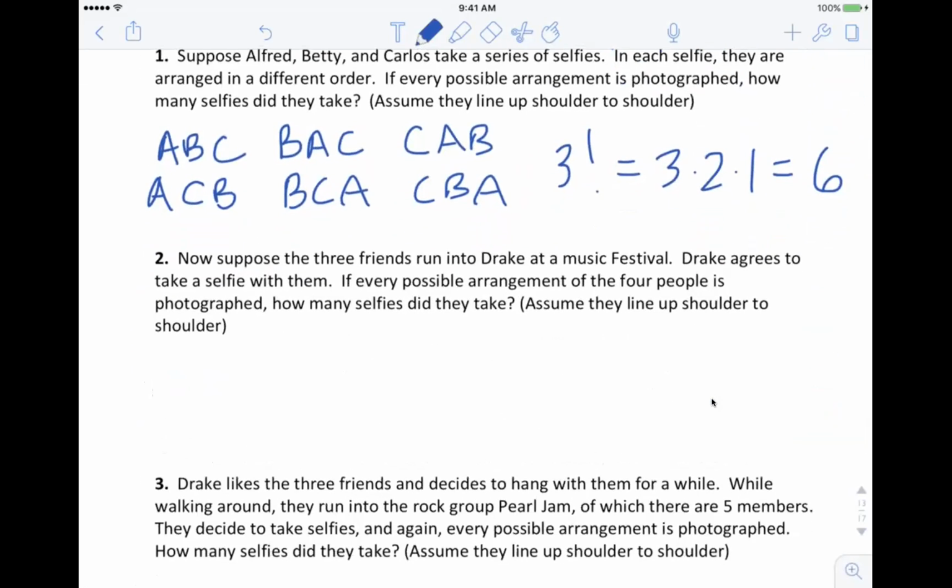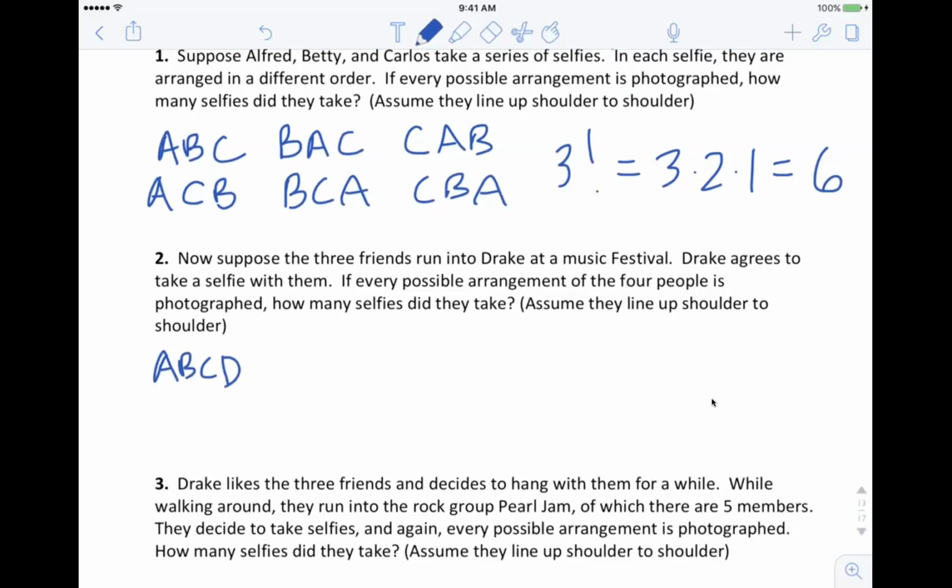Number 2, they run into Drake. Drake's a cool guy. He wants to take selfies with them. Now, how many total possible arrangements are there? It's going to be a little bit more. Now we got 4 people, right? I mean, we can do the A, B, C, D, Drake on the right. Or we can now move Drake around and switch people around. Okay, we're going to have a lot. I'm not really interested in listing them all. Not really the point. The point is how many total are there?